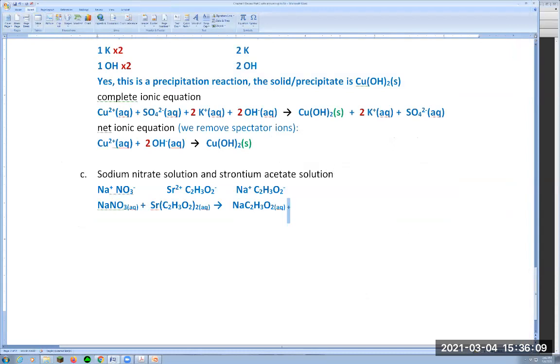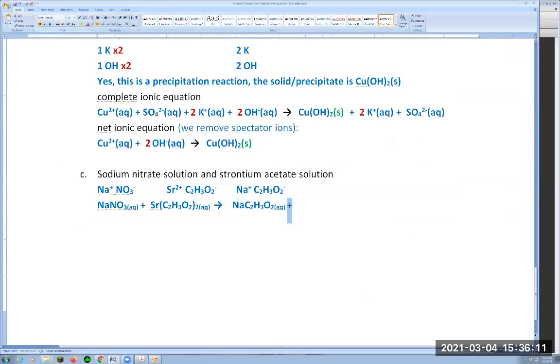Now we need to add the other product. And the other product will be made from the combination of the other positive ion, so strontium, mingling with the other negative ion, so the nitrate. Instead of being with the acetate, it can go with the nitrate.